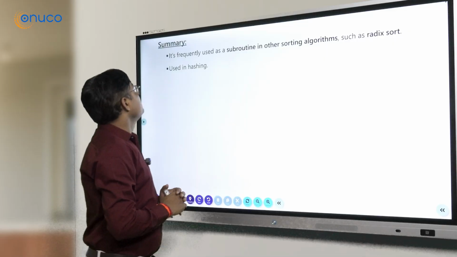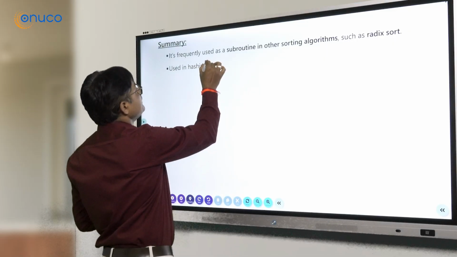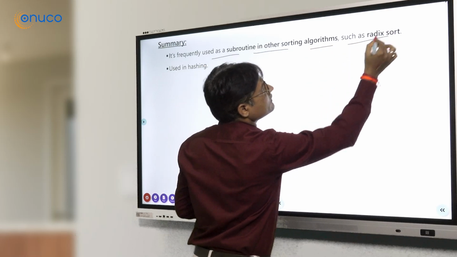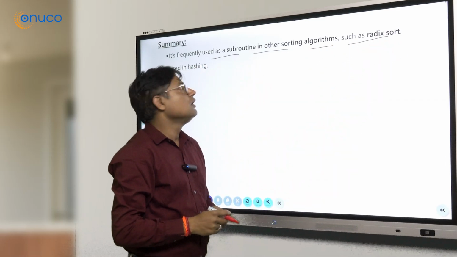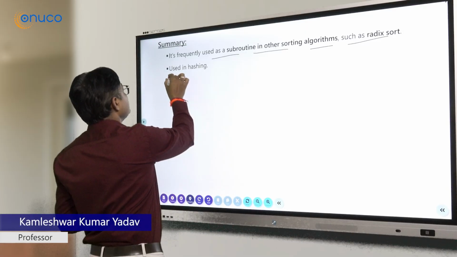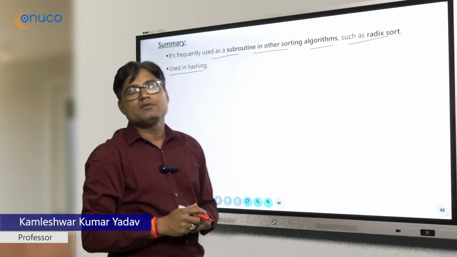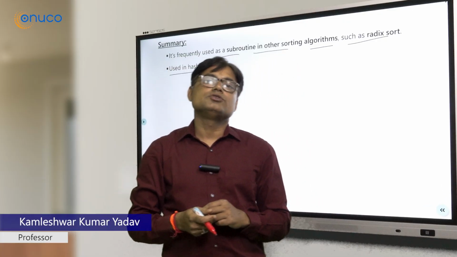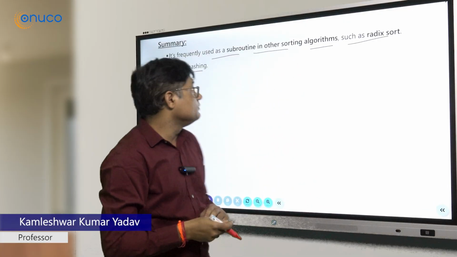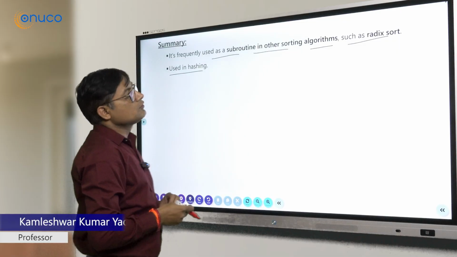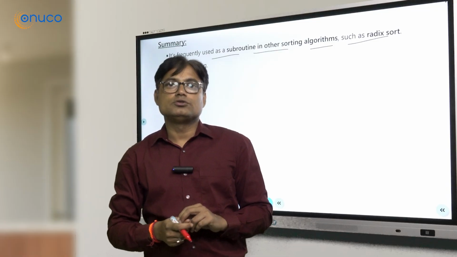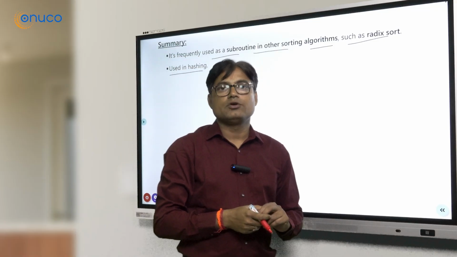In summary, this algorithm is frequently used as a subroutine in other sorting algorithms such as radix sort. It is also used in the concept of hashing, right? This is how to perform the task based on sorting by counting. Similarly, we have one algorithm called frequency distribution counting, so please go through that.